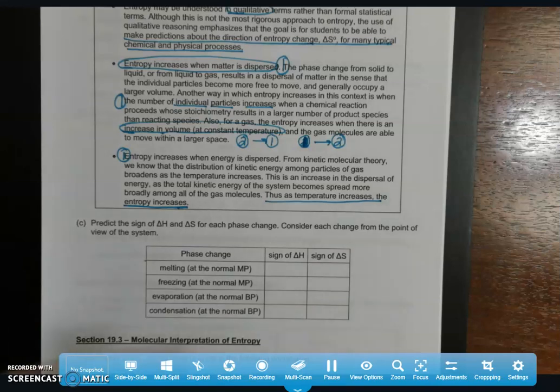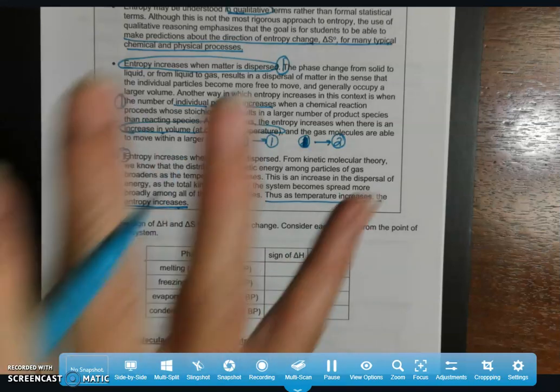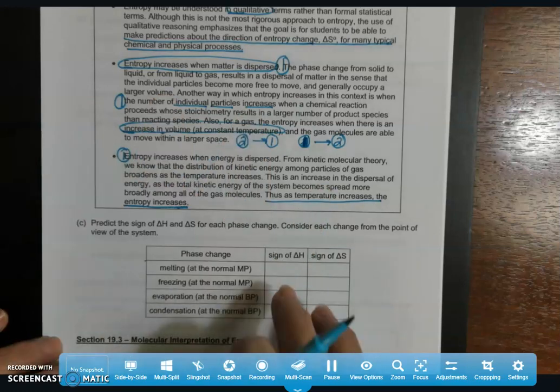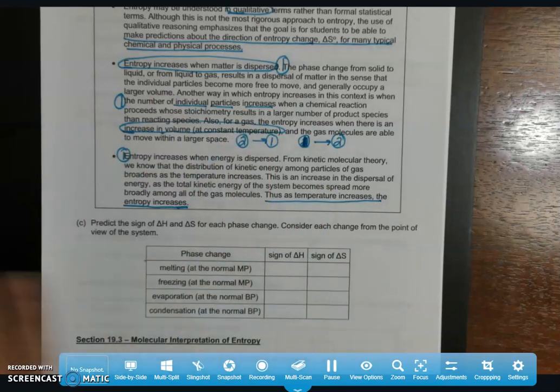All right, so let's kind of put all this together. We're going to look at what we know about enthalpy and what we know about entropy. We're going to put the two together, and we're going to start examining some chemical reactions.